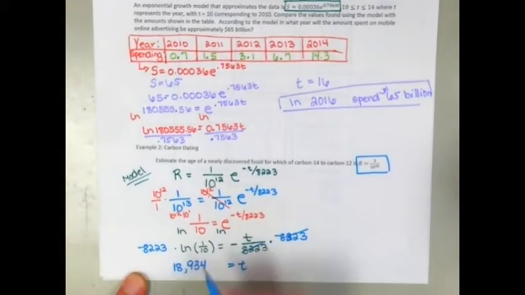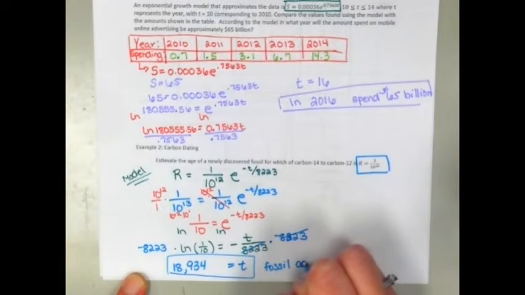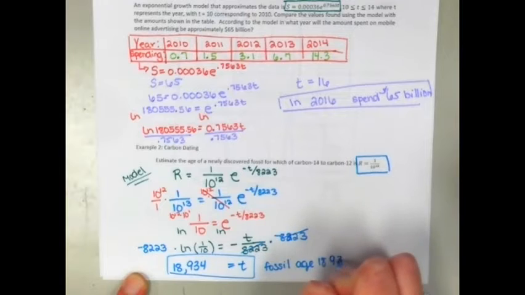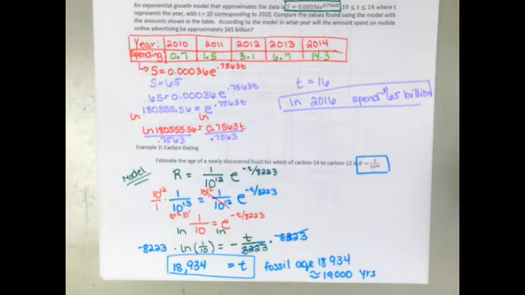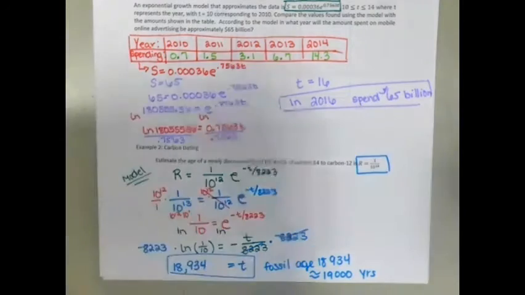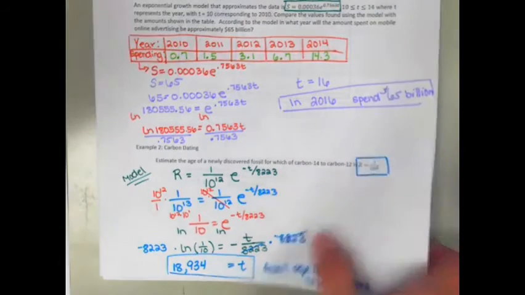18,934. So we know the age of the fossil is 18,934, or approximately 19,000, right? Depending on where it asks you to arrive to. I know the book says 19,000. So we're kind of just looking at what we did last class, just putting it into story problems, aren't we? Yeah. All right, example 3.